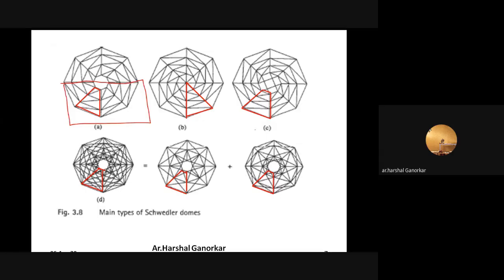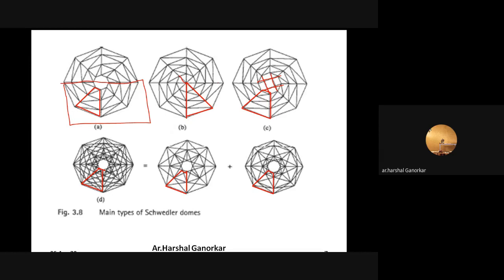In A and B they are similar, but at B you would find the points meeting at the compression ring. Here the size of the compression ring is much higher than this. So these are the basic differences between A and B. And at C, again the apex level detail is changed. So you can see this type of portion here. Basically the basic module is this, and here there are changes. Again, D is a combination of this and this.